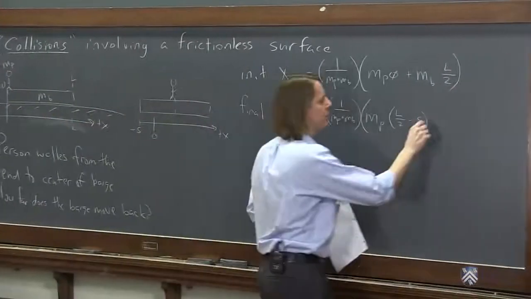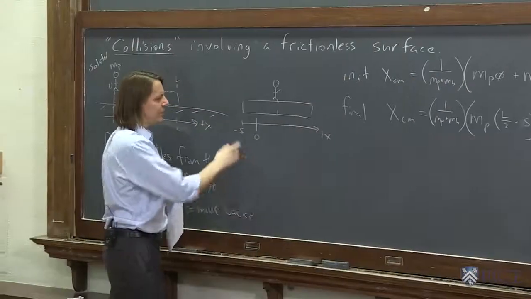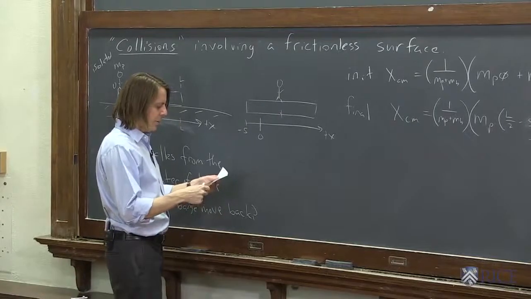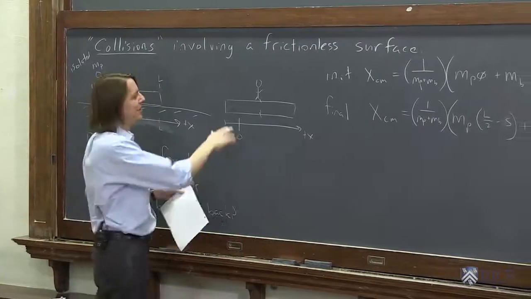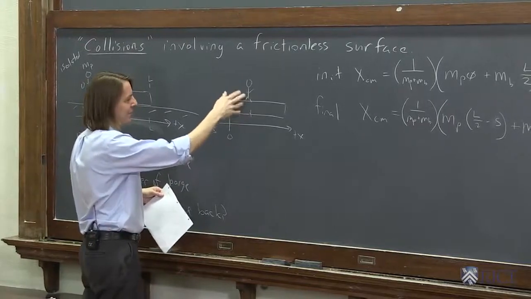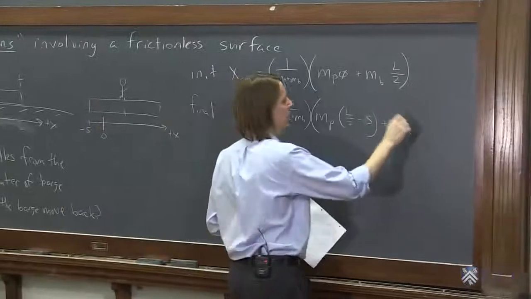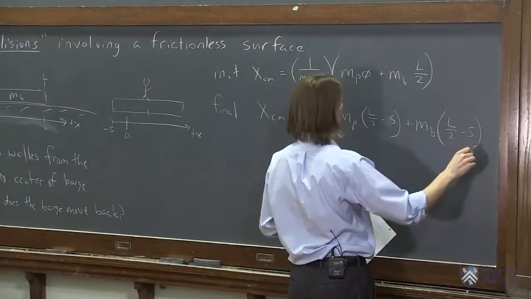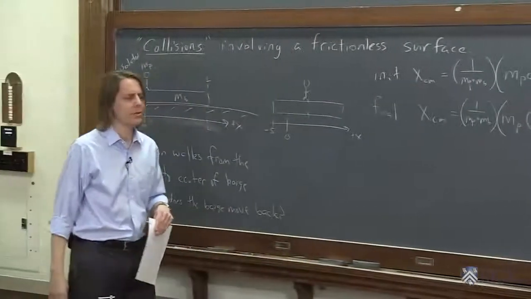Plus the contribution of the barge. And let's see, the center of the barge is there. So it is also L over 2 minus s. Yes, I forgot. If I walk to the center, then our masses are at the same place. So mb times L over 2 minus s. Right, okay. I really should start reading these notes ahead of time.